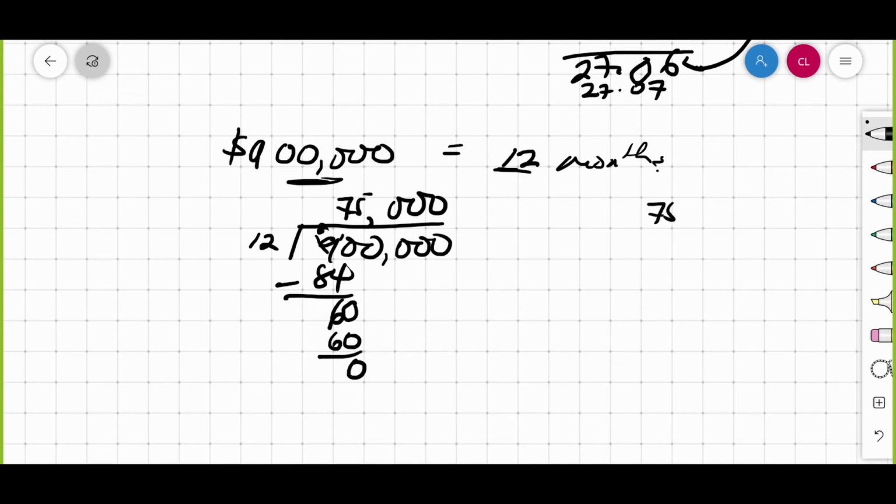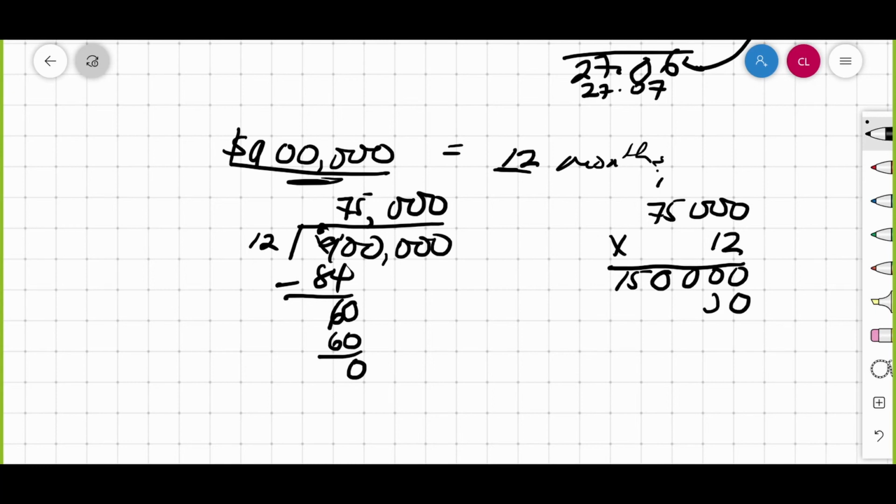So we have 75,000. We're gonna multiply it by 12, and we're gonna see if we get back the 900,000 here. So 2 times 0 0, 2 times 0 0, 2 times 0 0. 2 5s would give us 10, right? 0 carry 1. 2 7s 14, and 1 15. Placeholder. Now 1 times 0 0, 1 times 0 0, 1 times 0 0. 1 times 5 would give us 5, and 1 times 7 would give us 7.